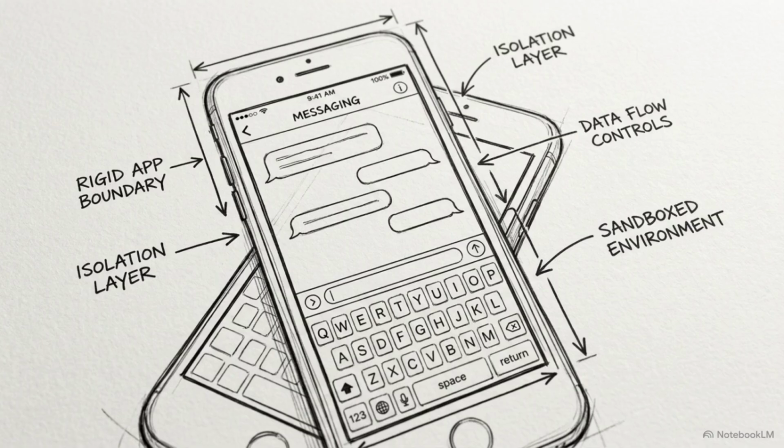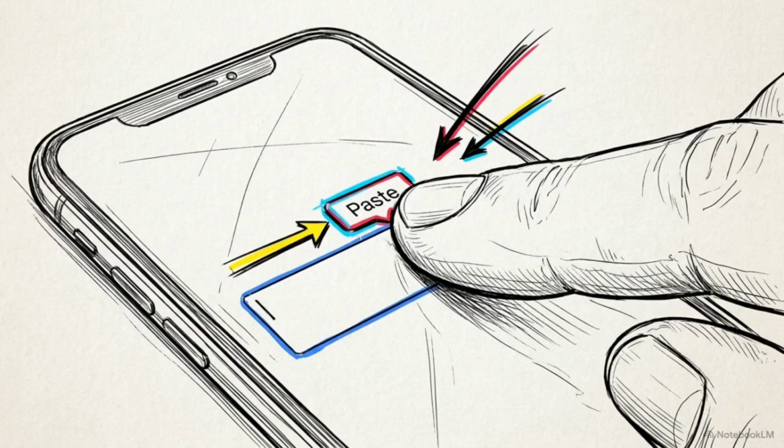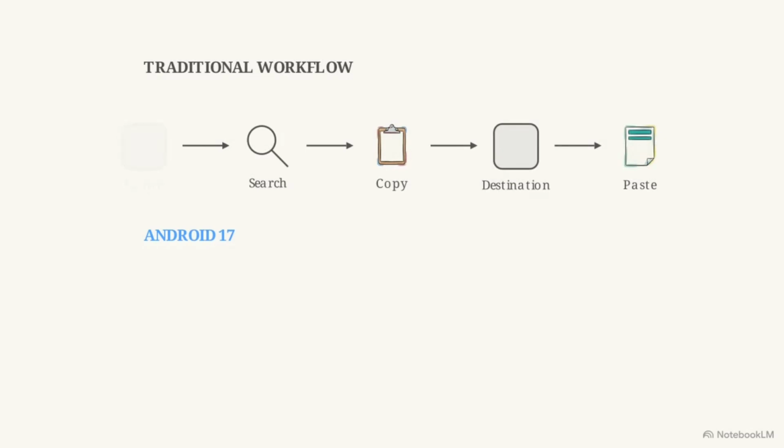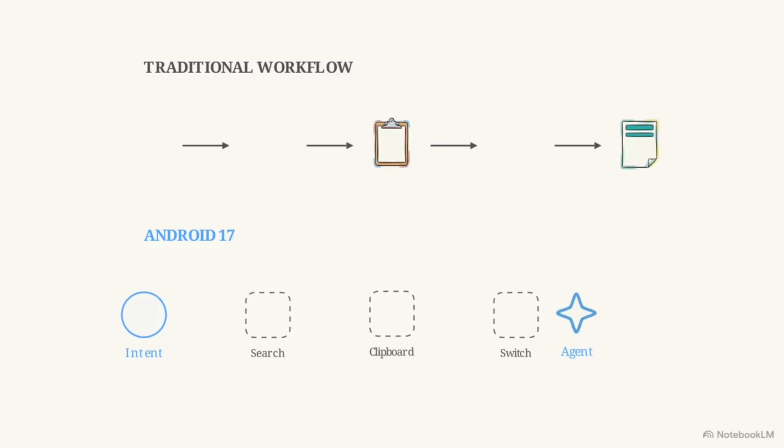Historically, smartphone applications operated as walled gardens. If you needed information from one app to use in another, you had to act as the manual bridge between them. This manual path is likely how you work today. You open an app, find info, copy it, switch to your second app, and paste. The Android 17 workflow down below uses contextual intent to bypass middle steps, automatically executing the transfer for you.